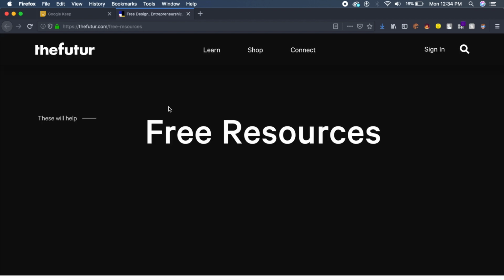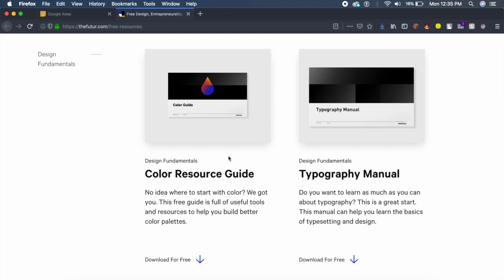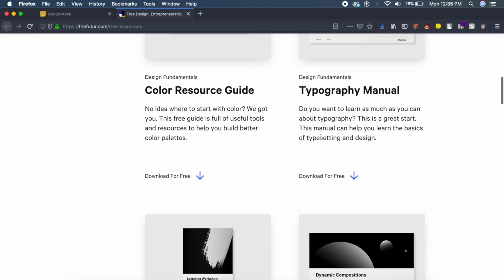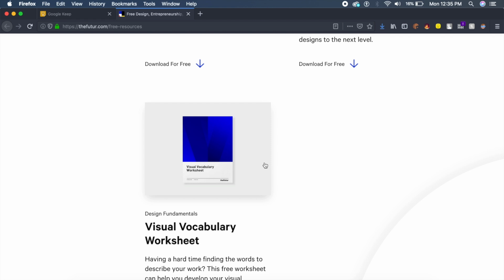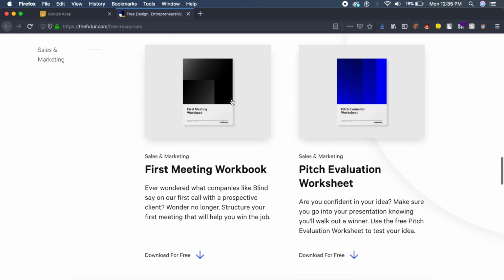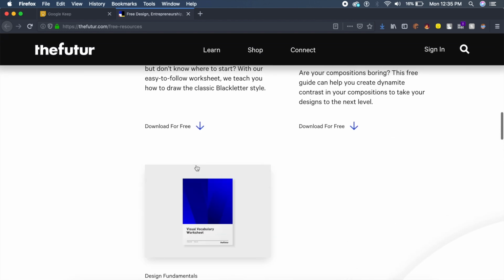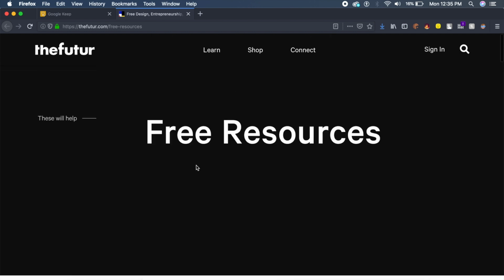Okay, the next resource, this one's a resource and not exactly a course, is from thefutur.com. And they have very cool resources, but these are more or less guides and manuals. So if you're looking to bump up your education or help you understand these particular concepts more, like colors and visual vocabulary, I think go ahead to thefutur.com/freeresources and check this one out.